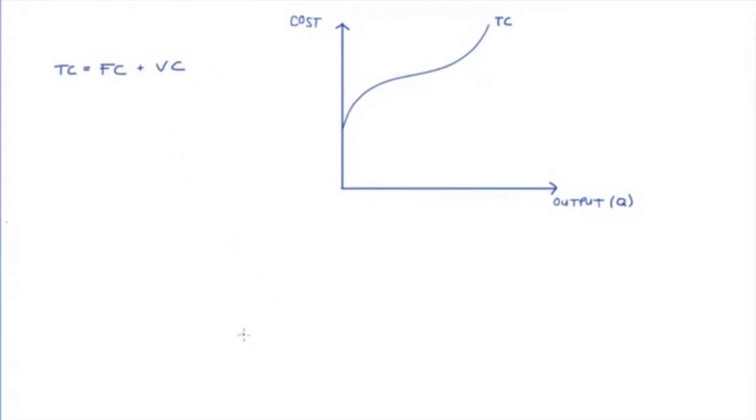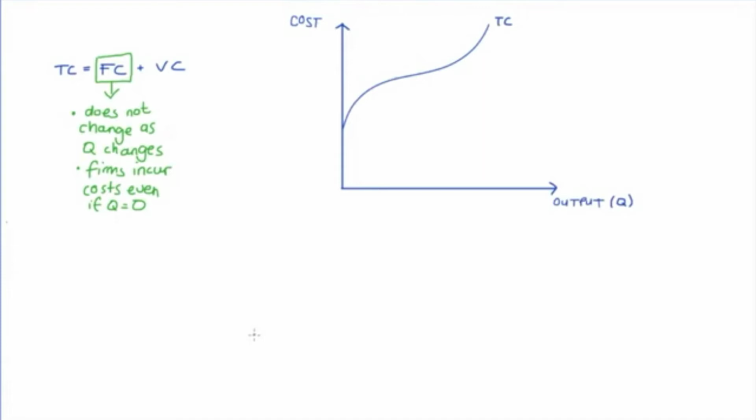Now what are fixed costs? Fixed costs are those costs that remain the same throughout the month. They will remain the same no matter how much you produce. As quantity changes, the fixed cost does not change. Firms incur cost even if the quantity is zero. By looking at our graph, you can already tell where the fixed cost starts: at zero quantity, there are some costs that have been incurred.